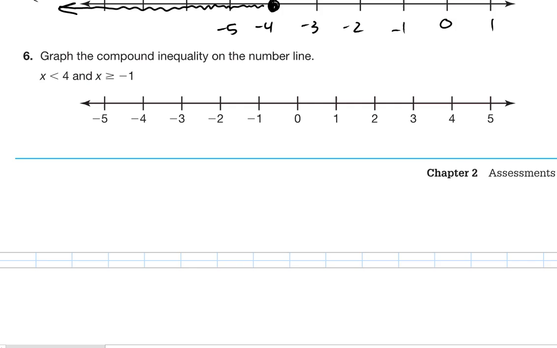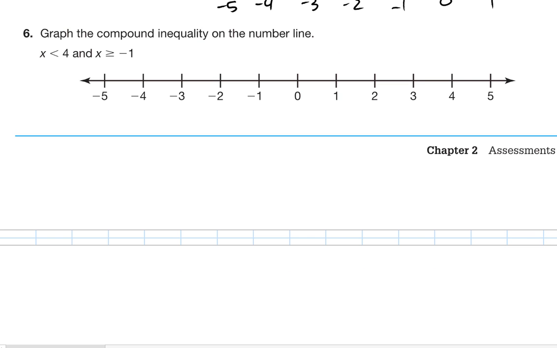Graph the compound inequality on the number line. It says x's are less than 4. Okay, x's are less than 4. Here's 4, and it says less than that, not or equal to, so no solid dot. In fact, I filled that in too much. It feels like it's a solid dot. X's are less than that.